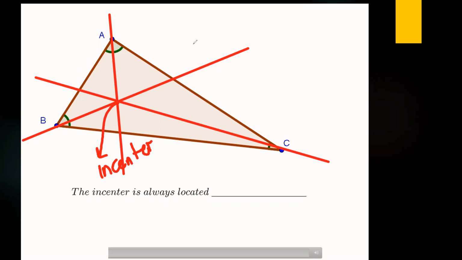So what do we call it here? Incenter of the triangle. So for the perpendicular bisectors, the point of concurrency, we call it the circumcenter of a triangle. Circumcenter. Here, incenter. For the angle bisector, we call it the incenter of the triangle.